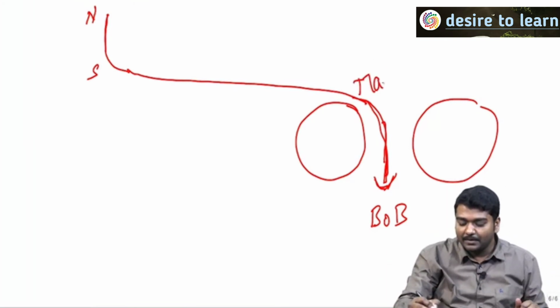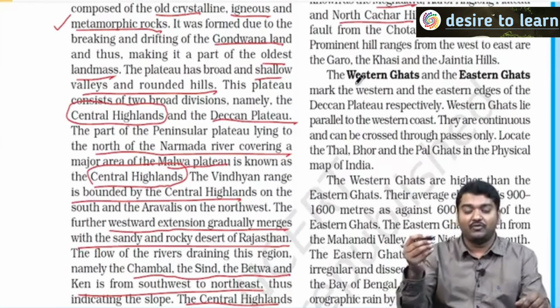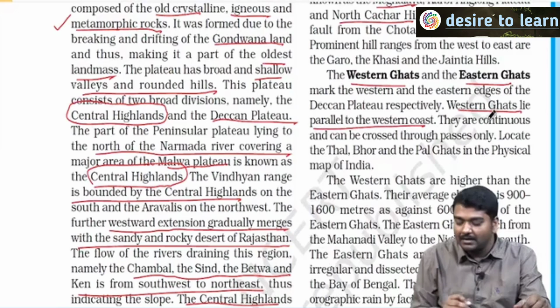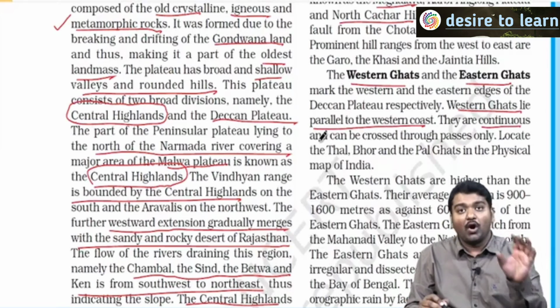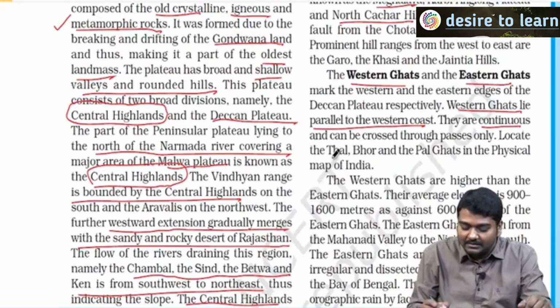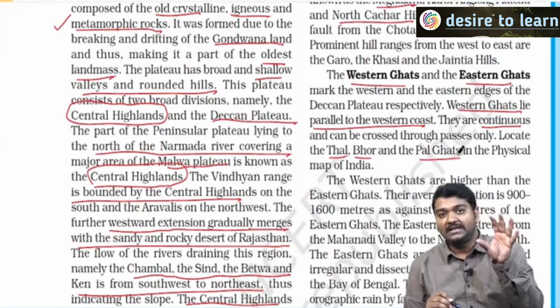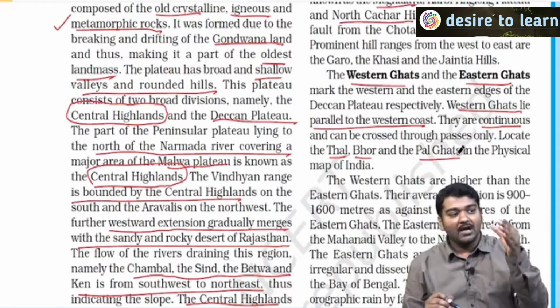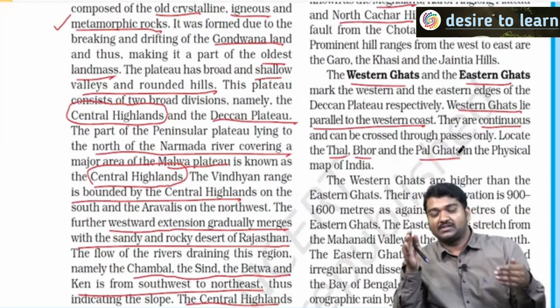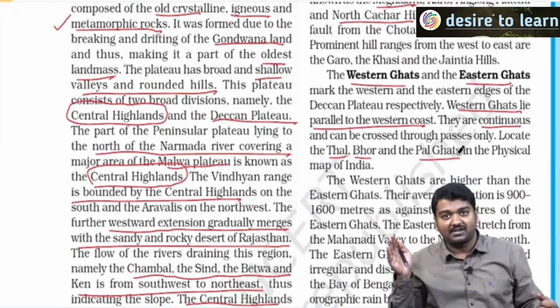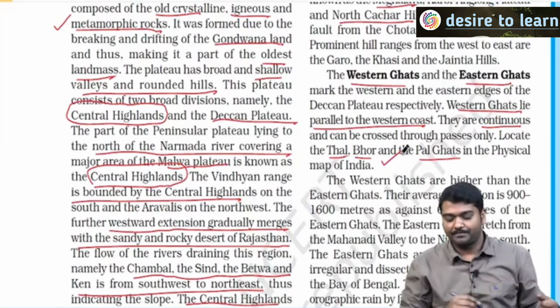And this gap is known as Malda Gap. And then you will usually observe Western Ghats and Eastern Ghats. Western Ghats are closer and parallel. They are almost continuous. Only you have few gaps like Thal Ghat, Bor Ghat and Pal Ghat. These gaps are very, very important because through these gaps, some areas on the eastern side of India, or eastern side of Western Ghats, receive rainfall.